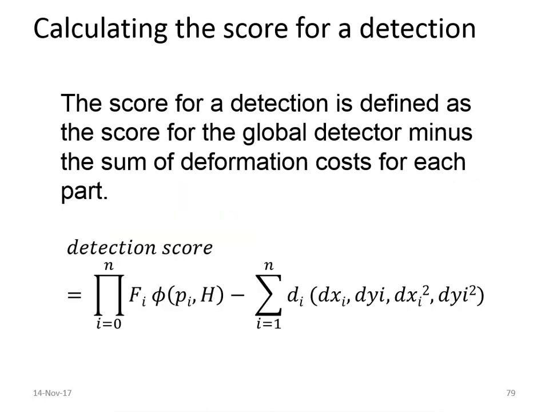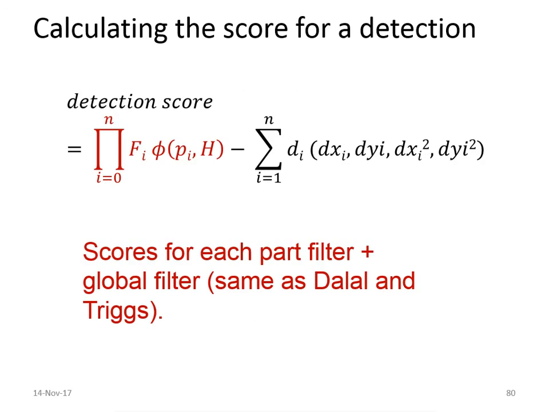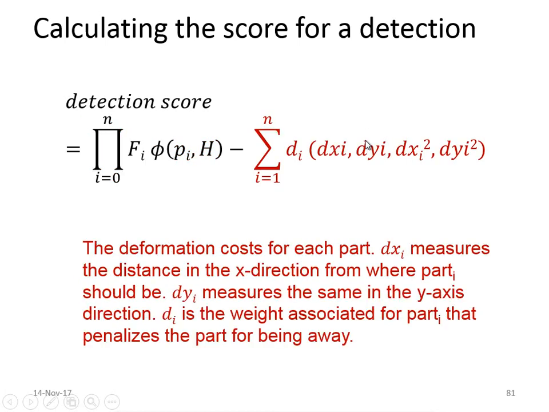Okay, let's look at this here maybe. So this is the more precise map. Basically the entire score is composed of the individual part filters' scores and also the root filter score. The root filter score corresponds to i equal to 0 there, and you subtract the deformation cost, which is basically the d_i that we described earlier.